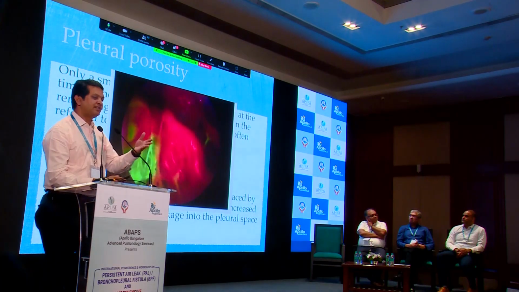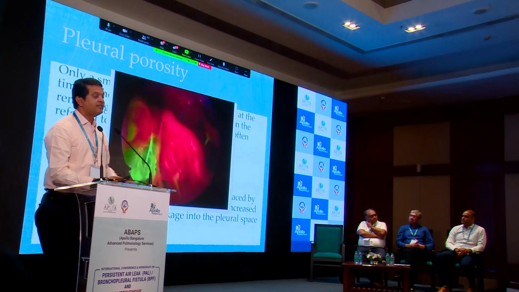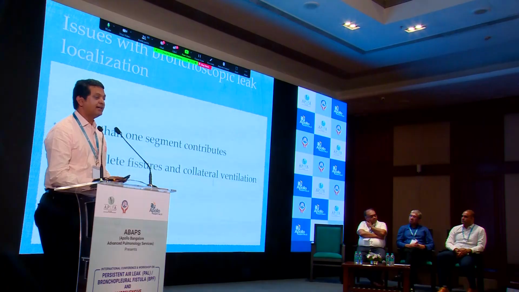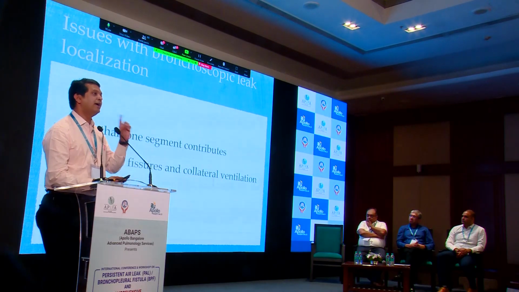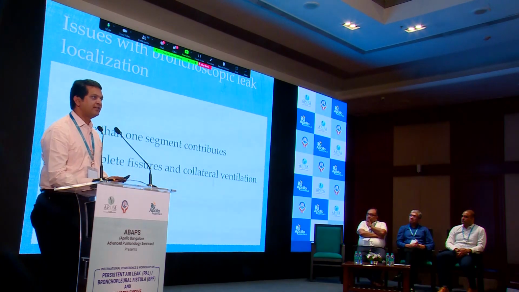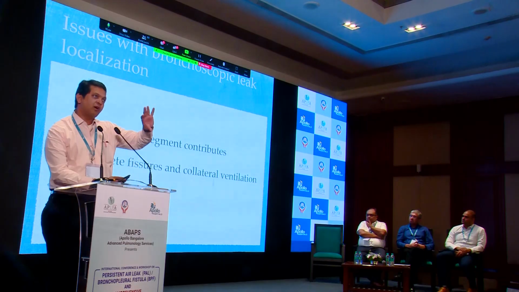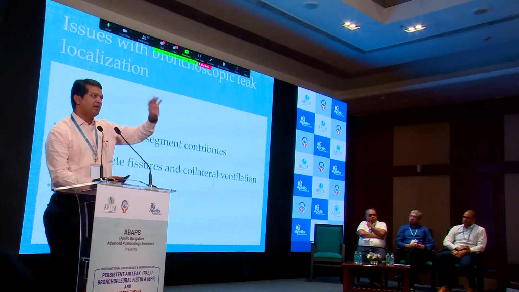So that was actually shown by applying a dye, and then you see the whole red color, which means the whole area is porous. It's not a leak that happens in a single bleb. So that is the reason why you also do a symphysis procedure like a pleurodesis after doing a bullectomy.